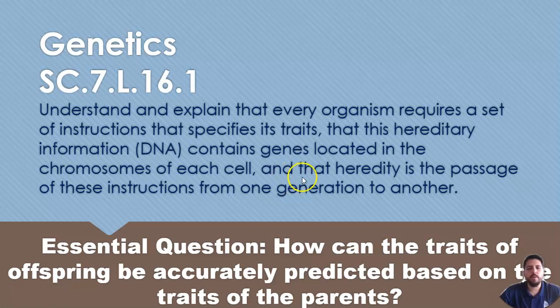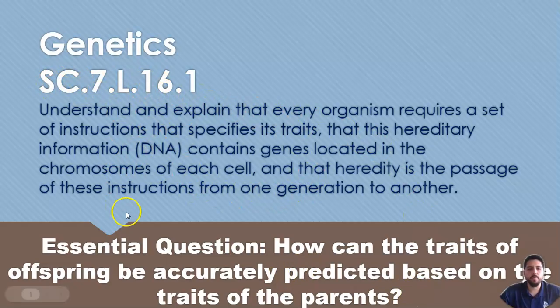Hello, everybody, and welcome to our last lesson in this unit, which is the biology unit, life science. So today we're going to be talking about genetics. The essential question for today, remember, write this down in your notes, is how can the traits of offspring be accurately predicted based on the traits of the parents?